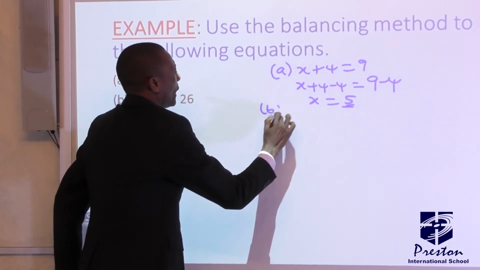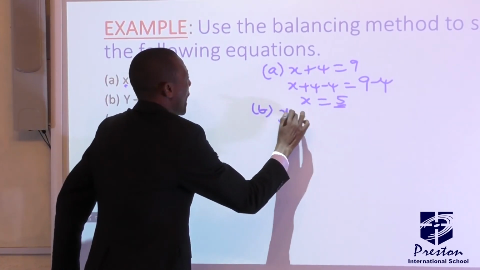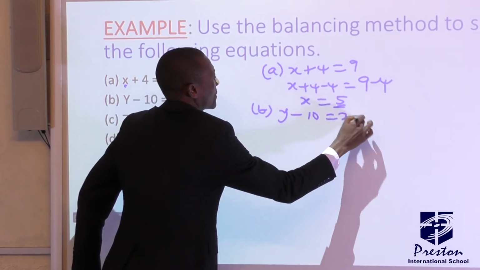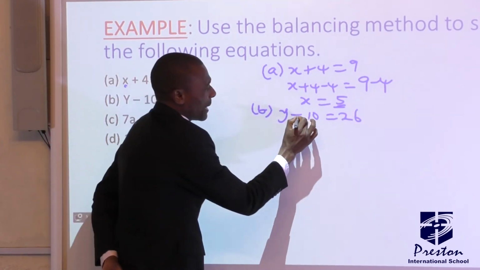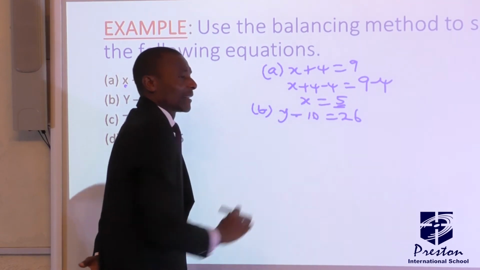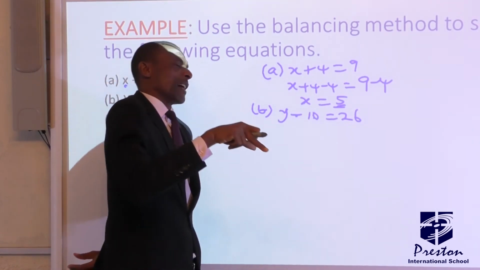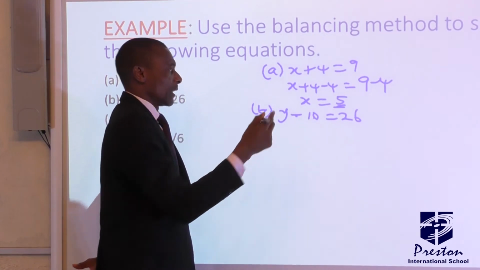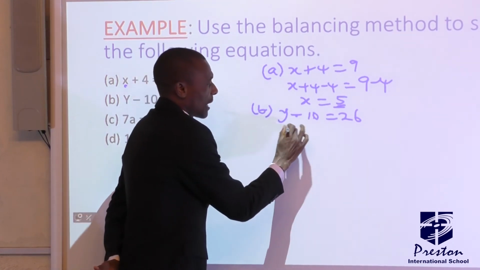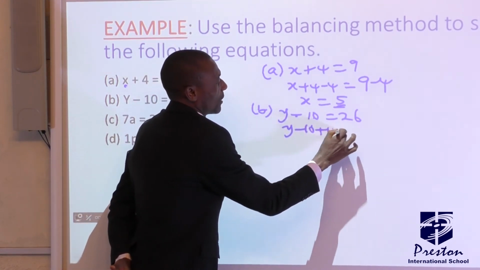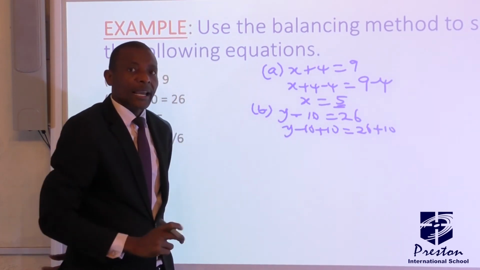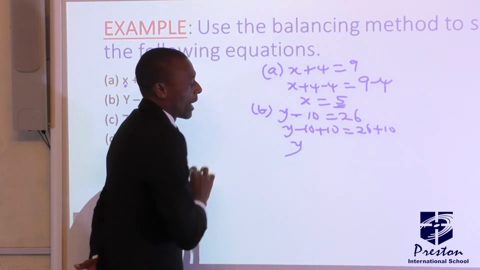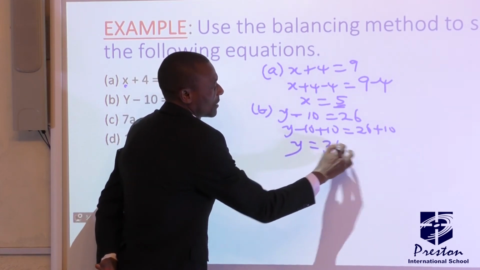For B, quickly, we have y minus 10 equals 26. Using the balancing method, I'm looking for y, but I have minus 10 here. I want to discard minus 10. I need the additive inverse of minus 10, which is plus 10. It means add 10 to both sides, and I have y minus 10 plus another 10, 26 plus 10. Minus 10 plus 10 will give us 0. Definitely I have only y equal to 36.